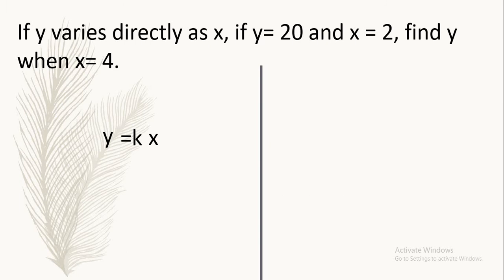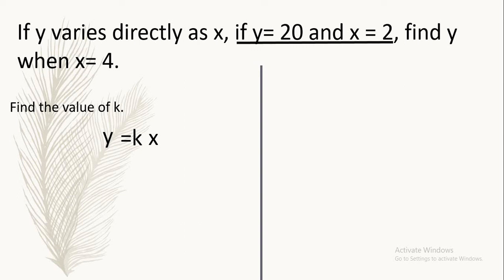Let us try to solve this problem. If y varies directly as x, if y is 20 and x is 2, find y when x is 4. So sabi dito, ang y mo daw ay 20 kung ang x mo ay 2. Ano ngayon ang y mo kung ang x mo ay 4? So kaya mo siyang i-mental pero of course isosolve pa rin natin. Okay? So I believe meron na kayong wild guess dito.